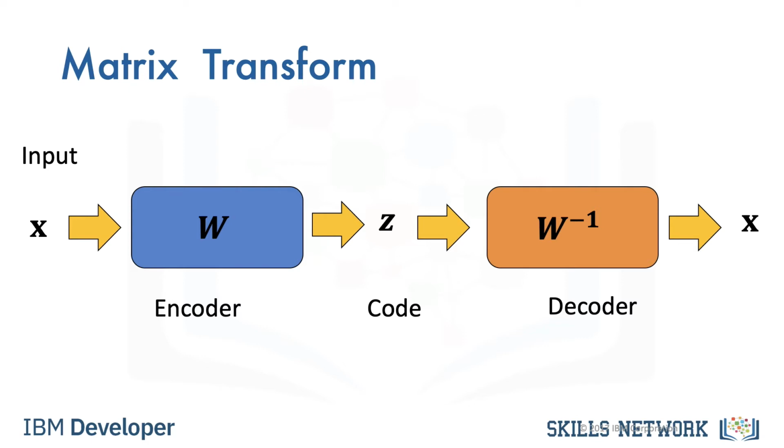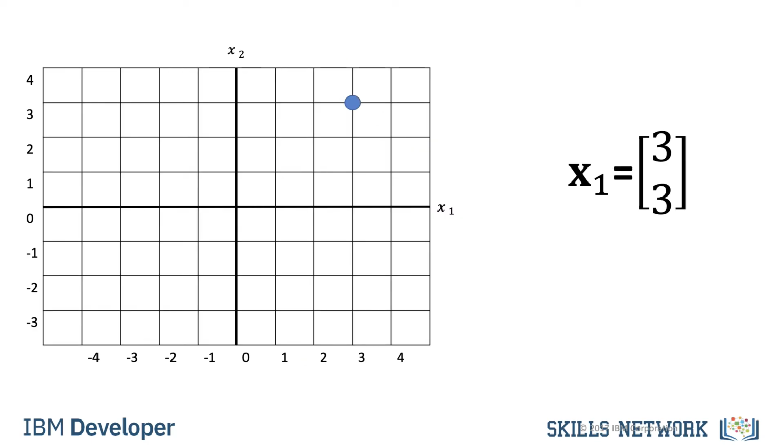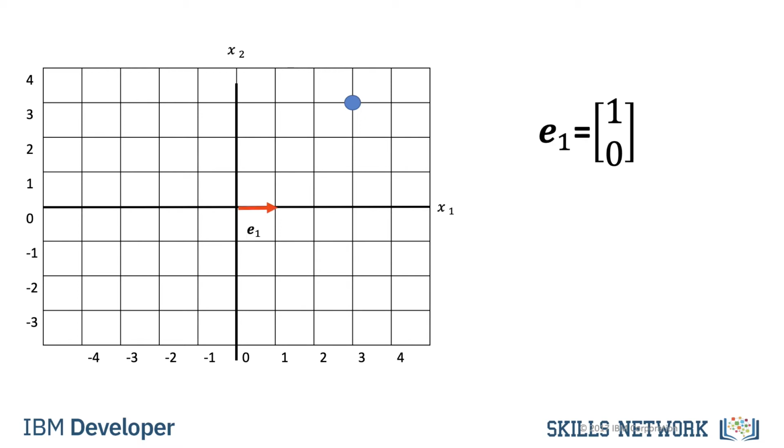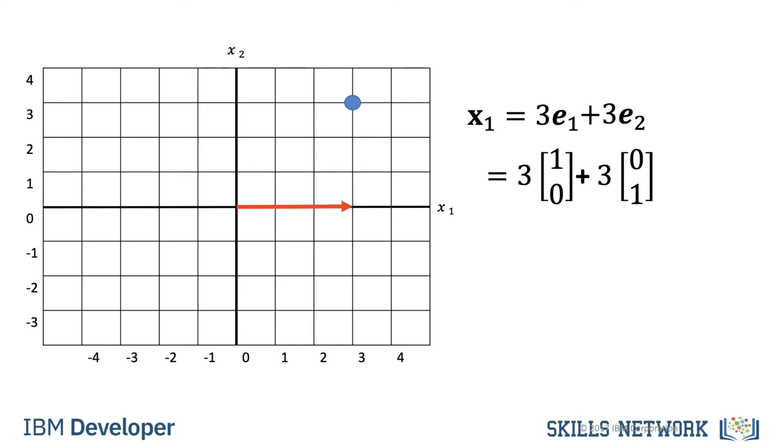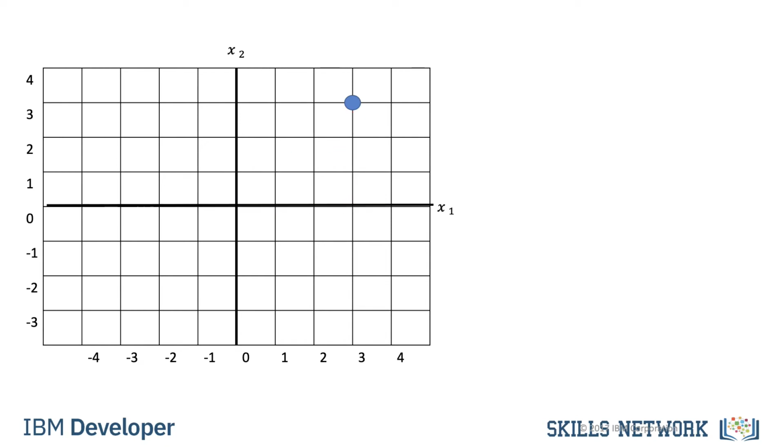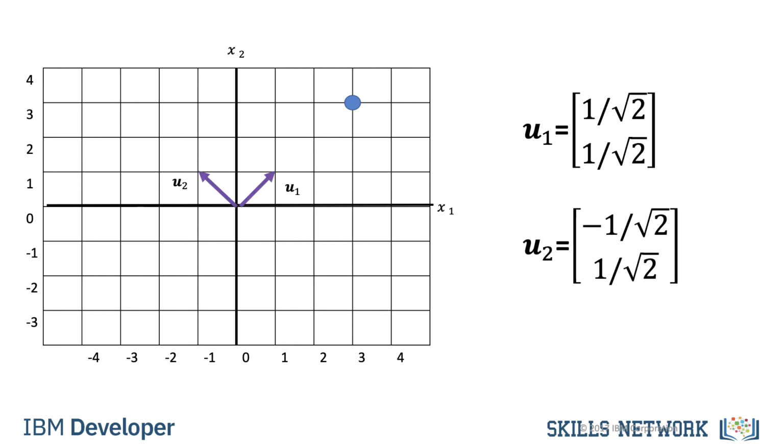Let's do an example. Consider the following vector or tensor. It describes a point 3 units to the right and 3 units up. We can describe the point in terms of the standard basis, i.e. the following two vectors. The first component represents the horizontal direction, and the second component represents the vertical direction. We can represent the point as a linear combination of the standard basis. We can represent the same point with a second basis, the vector u1 and the vector u2, both having unit length, i.e. length of 1.